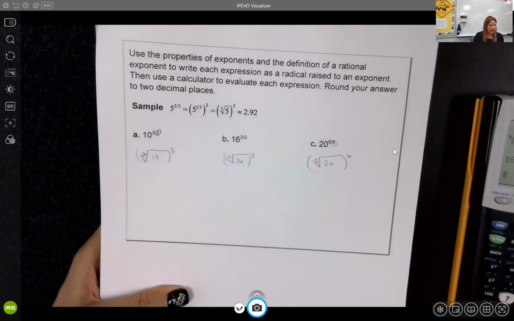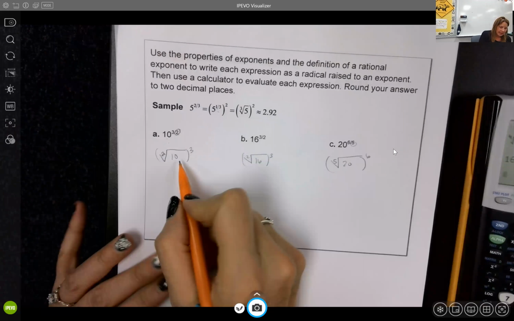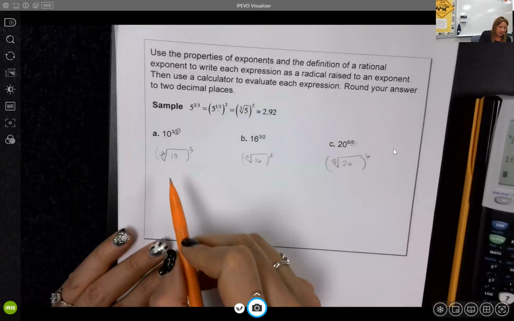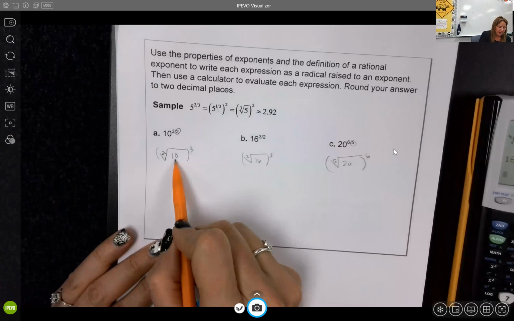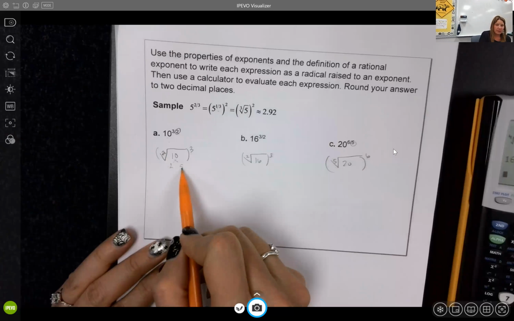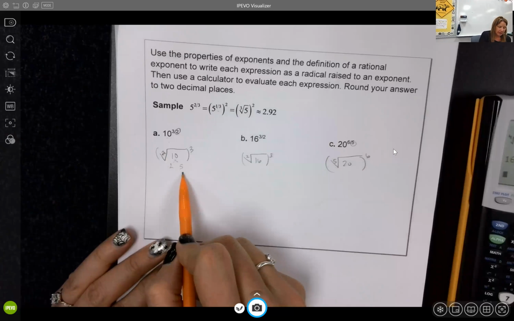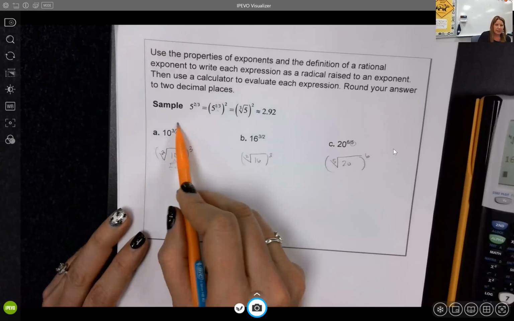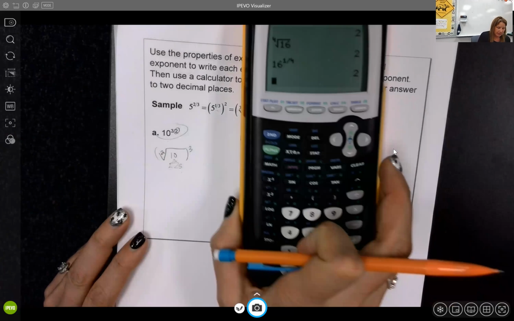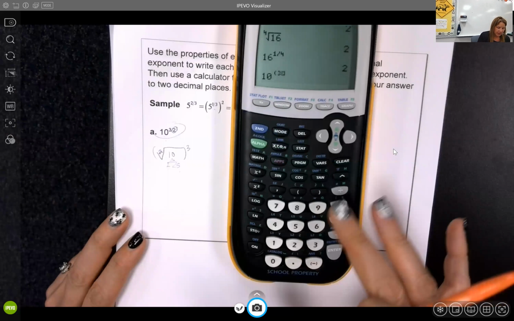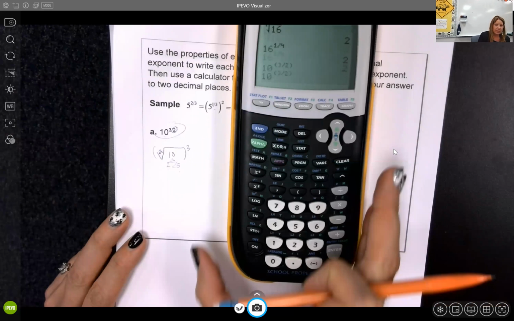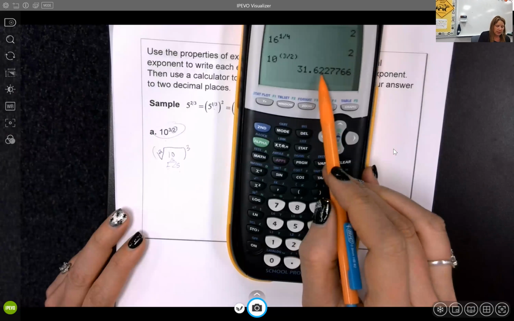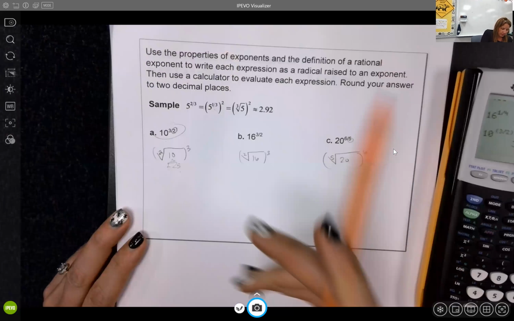Now for this one, it says use a calculator to evaluate and round your answer. There's no way to break 10 down because 10 is 2 times 5, and there's not a pair there, so I just have to leave it. I'm just going to enter this in the calculator: 10 caret 3 divided by 2, enter. It says to round to 2 decimal places, so I get 31.62, and the next digit is a 2, so it's going to stay 2.